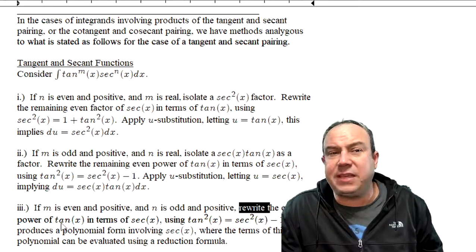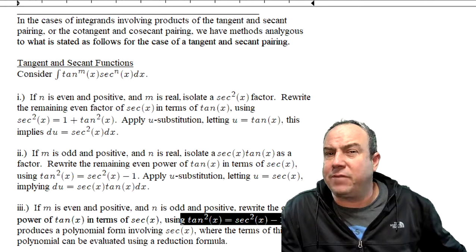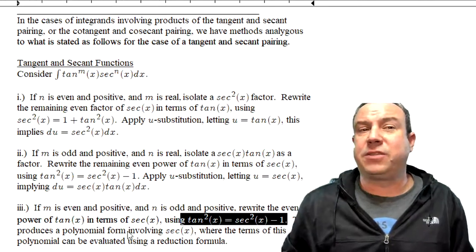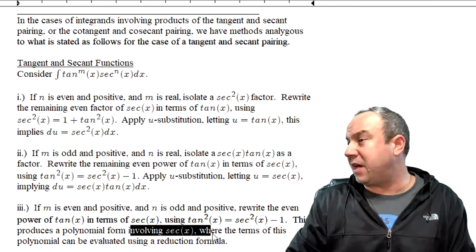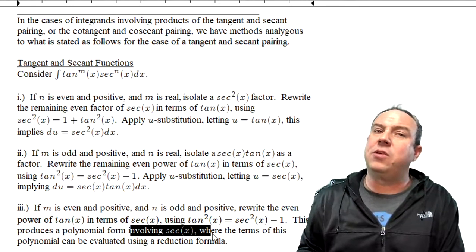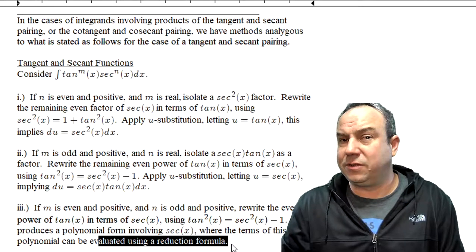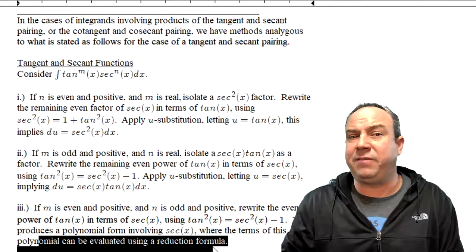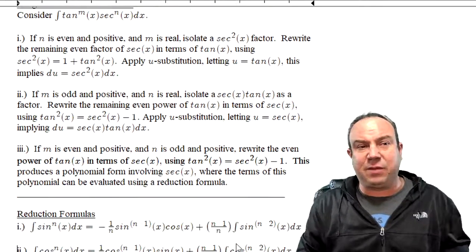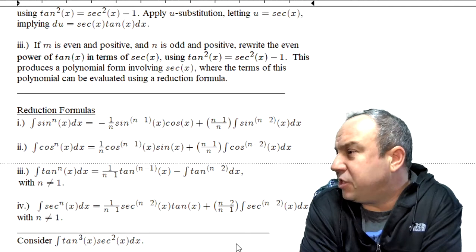We rewrite the even power of tangent in terms of secant, using again the tangent squared of x equal to the secant squared of x minus 1. And this produces a polynomial form involving the secant of x, where you can then apply what are known as reduction formulas to evaluate these integrals, right? Where the terms of this polynomial can be evaluated using a reduction formula. Now, that's the other thing presented in this section. That's down below here. These are our reduction formulas.